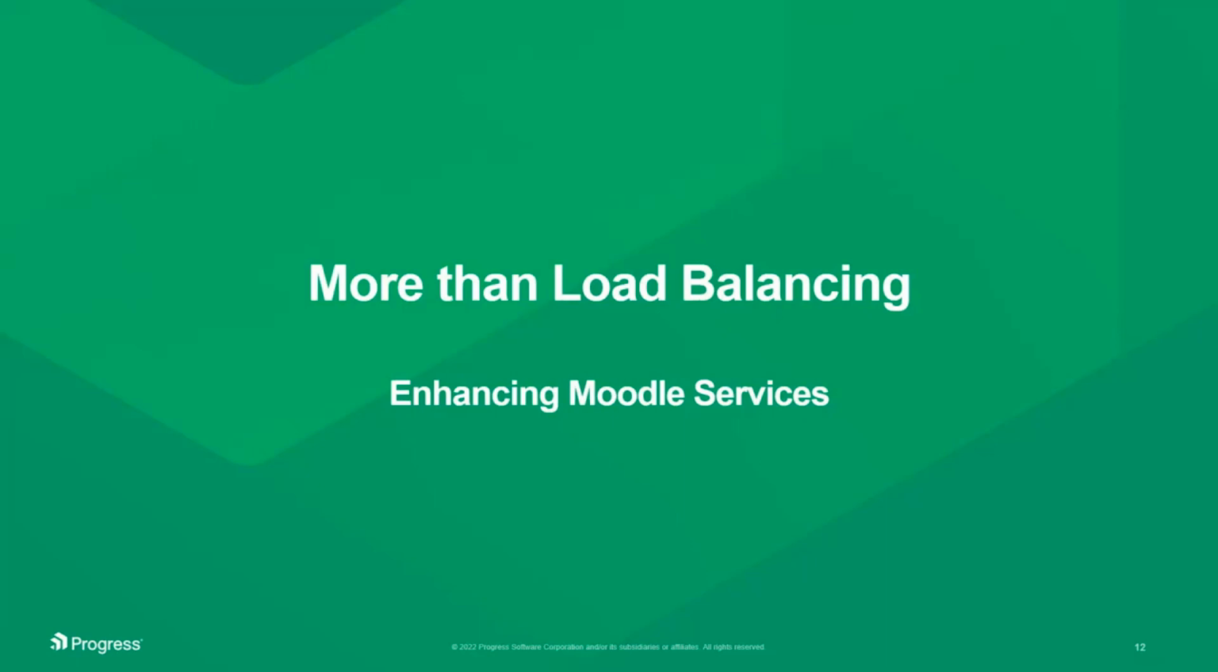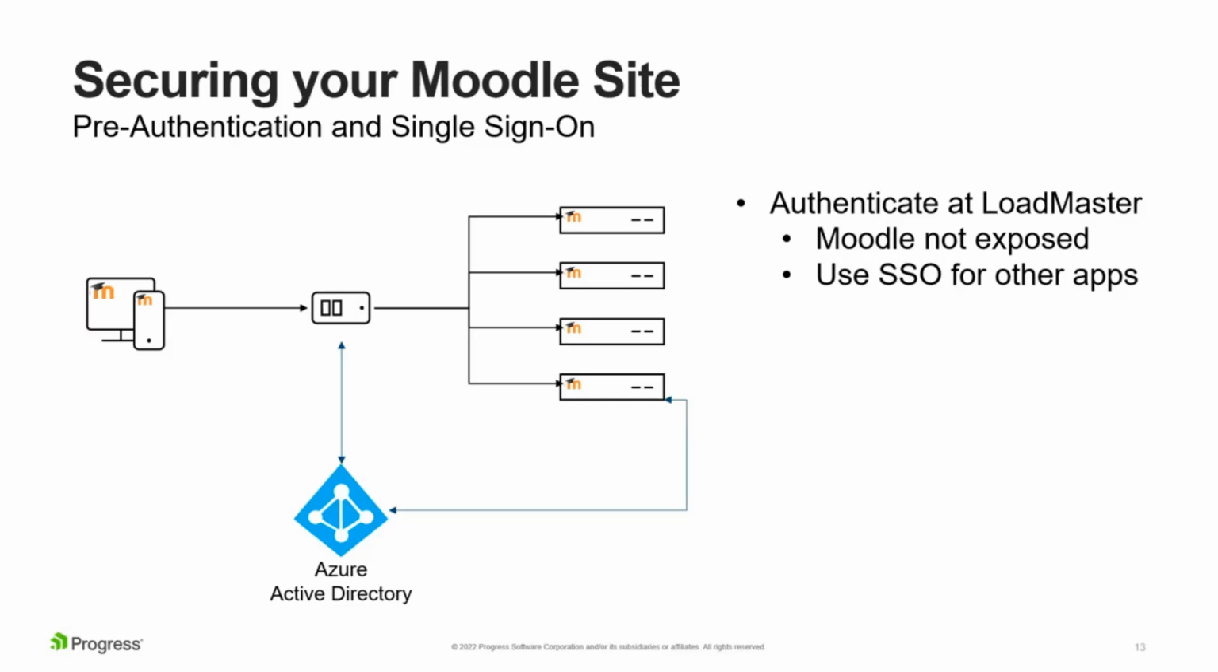We can add much more value to the Moodle user experience, as the load balancer is perfectly positioned to deliver enhanced security and performance. Using the load balancer to provide pre-authentication services is one of the most commonly used features. With pre-authentication, users must first authenticate with the load balancer before being granted access to Moodle servers, reducing the opportunity for hackers to attack your Moodle cluster. Once authenticated with the load balancer, users are automatically signed on to Moodle, and the single sign-on can be used with other applications in your infrastructure as well.